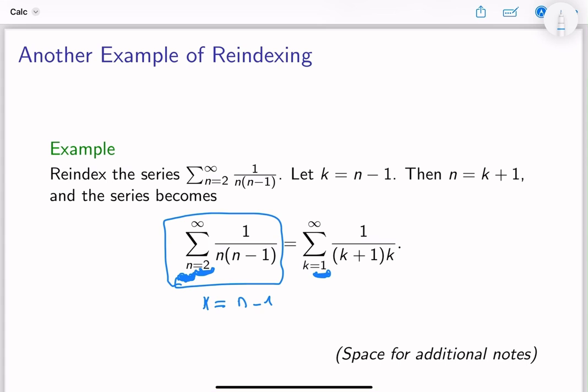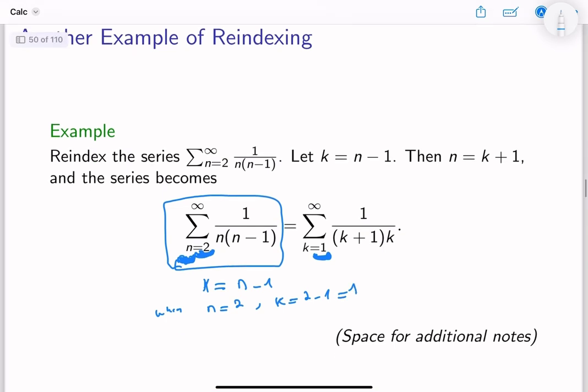Since n is starting at 2, when n is 2, you have k is equal to 2 minus 1, which is equal to 1. So k starts at 1. And when n is infinity, you have k is equal to infinity minus 1, which is equal to infinity, which is why we have this.